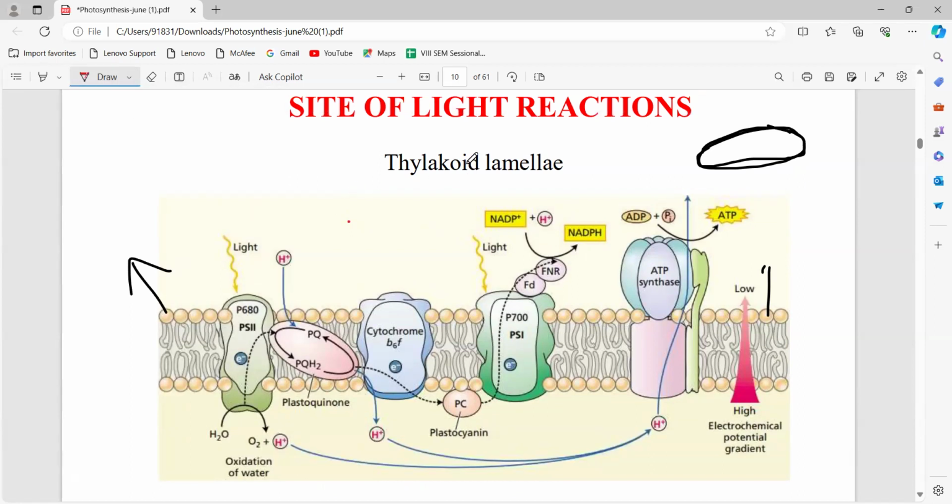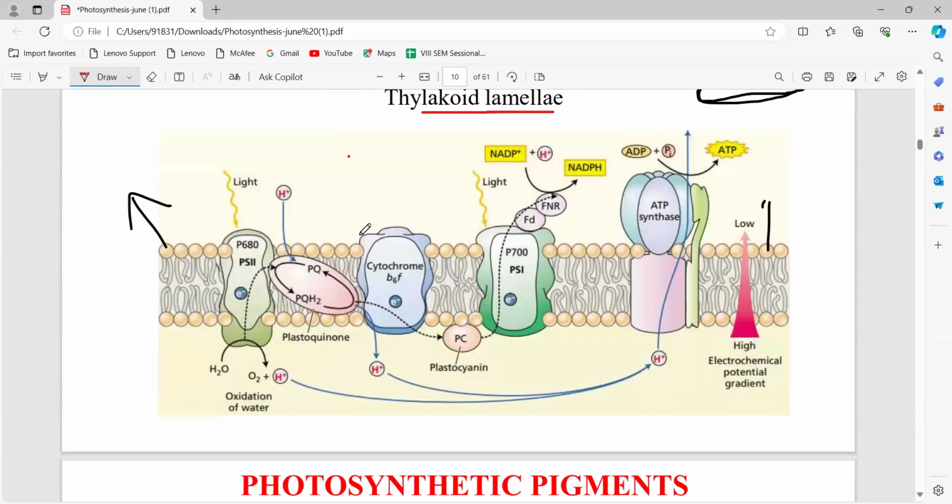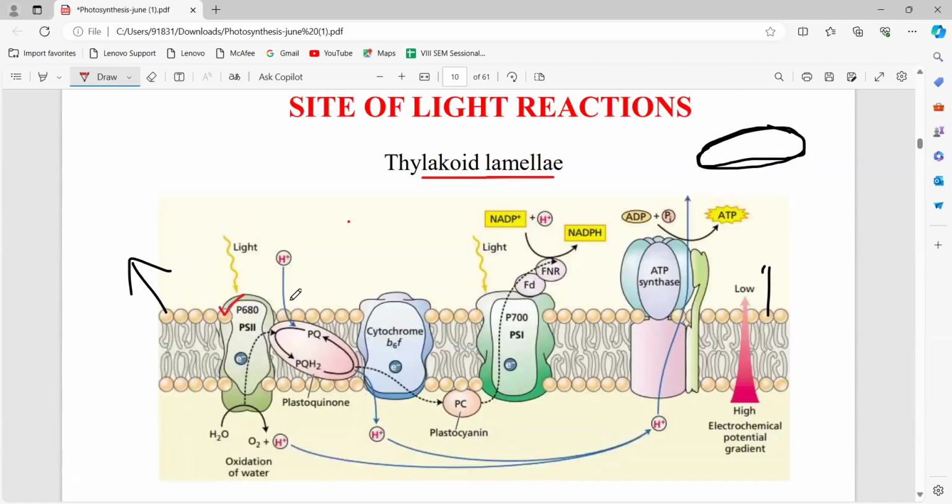Why are light reactions only happening on the thylakoid membrane or the lamellae? Why not in any other place? The reason is that all photosystems are present here. Correct? All electron acceptors are present here. The most important, the presence of the ATP synthase enzyme. Since all are embedded within the thylakoid membrane, we can say that the site of the light reactions is always the thylakoid membrane or the thylakoid lamellae.